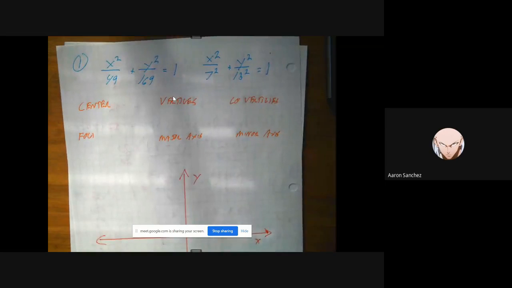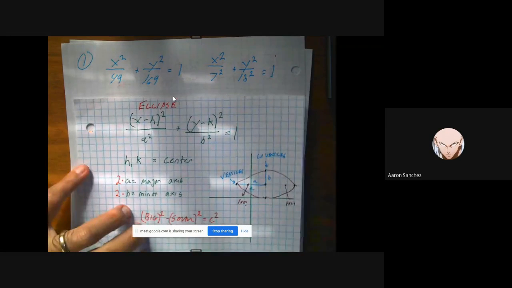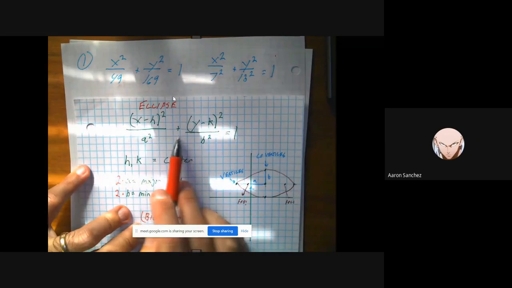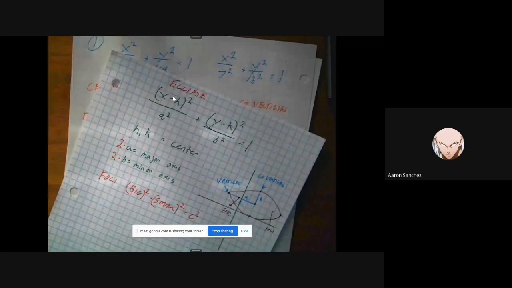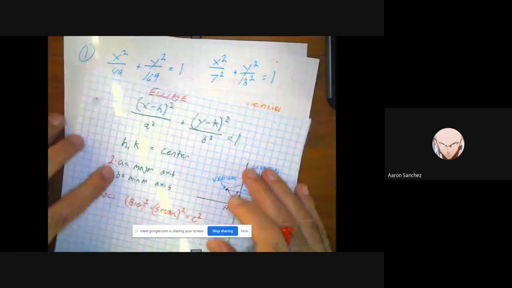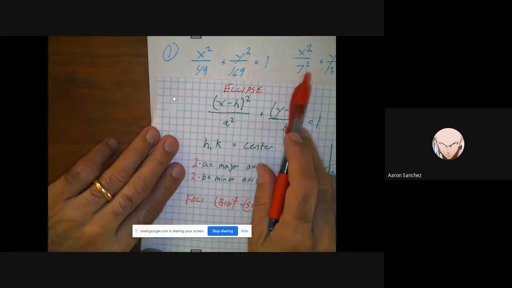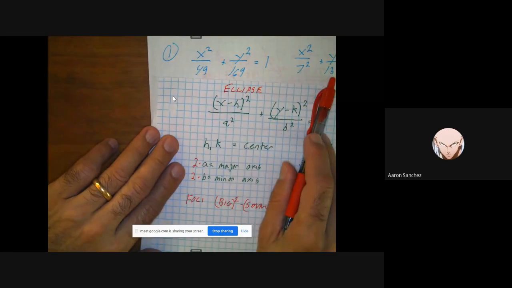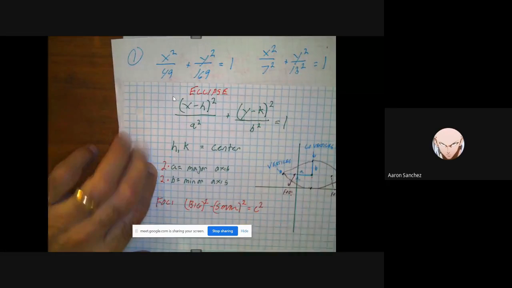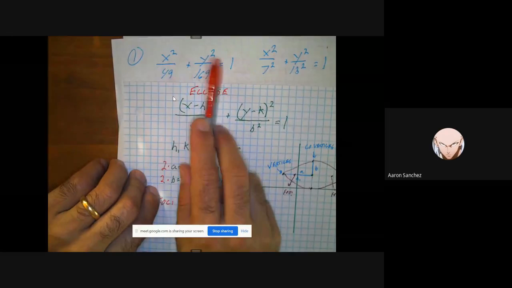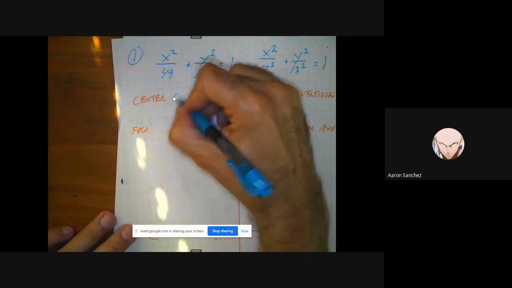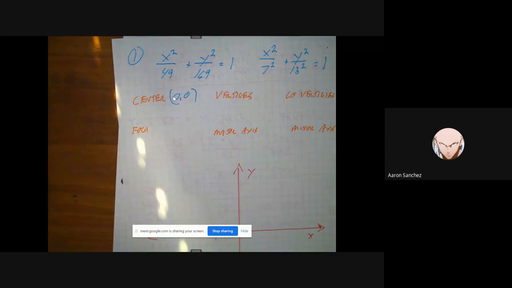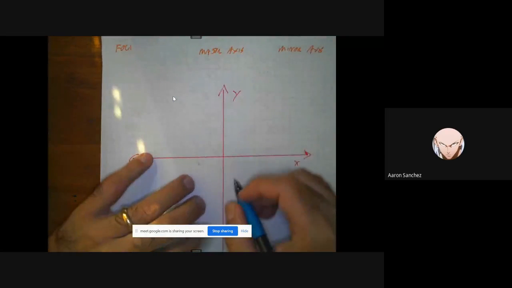Okay, here's my center. Now remember, the original equation of the ellipse is (x minus h) squared divided by a squared plus (y minus k) squared divided by b squared. Here I have 49, so my a squared is 7 squared, which means my a is 7. And 169: my b squared is 13 squared, so my b is 13. And there's no h and no k, so my center is 0, 0. So let's draw the center. 0, 0 is right here.